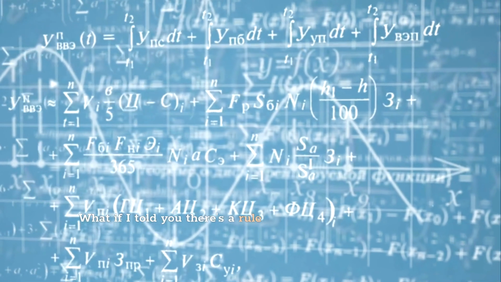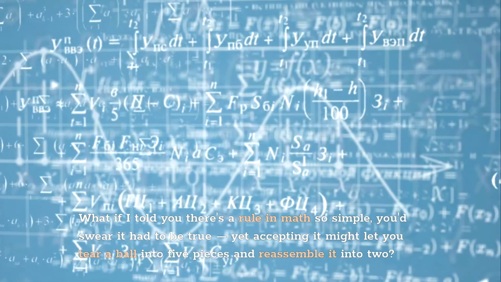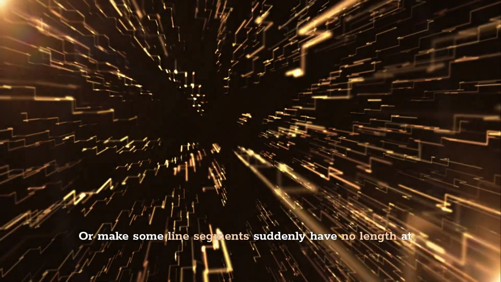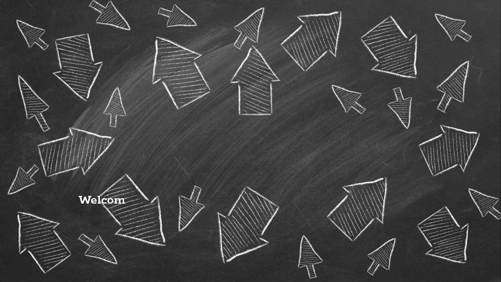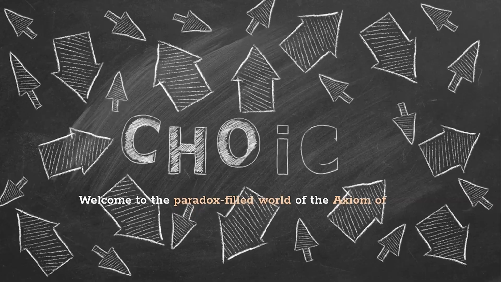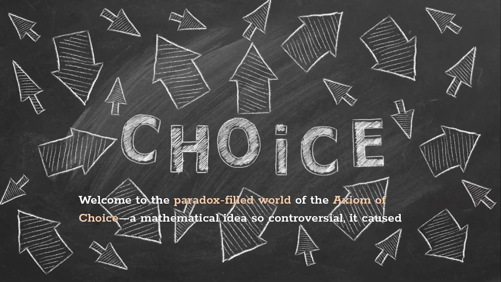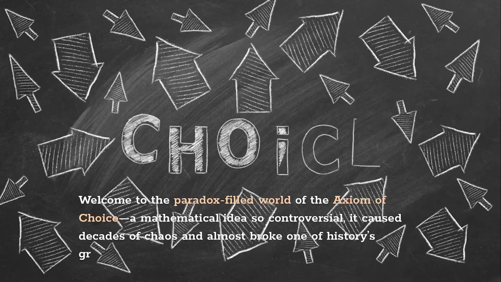What if I told you there's a rule in math so simple you'd swear it had to be true, yet accepting it might let you tear a ball into 5 pieces and reassemble it into 2, or make some line segments suddenly have no length at all? This rule didn't just challenge the math, it nearly destroyed the man who believed in it. Welcome to the paradox-filled world of the axiom of choice, a mathematical idea so controversial it caused decades of chaos and almost broke one of history's greatest minds.